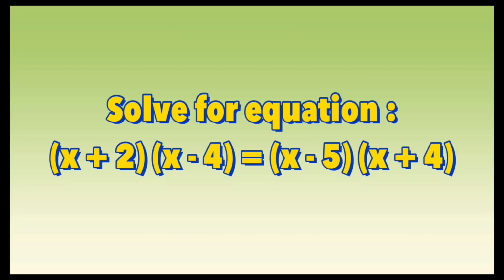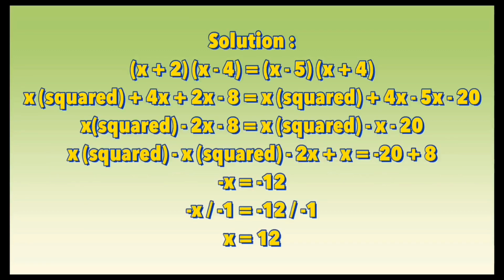Okay, next problem. Solve the equation: the quantity x plus 2 times the quantity x minus 4 equals the quantity x minus 5 times the quantity x plus 4. Our solution: we have to simplify, meaning we're going to remove the parentheses of each quantity by multiplying. x times x equals x squared, x times negative 4 equals negative 4x, positive 2 times x equals positive 2x, then positive 2 times negative 4 equals negative 8. And that's for the left side of the equation.